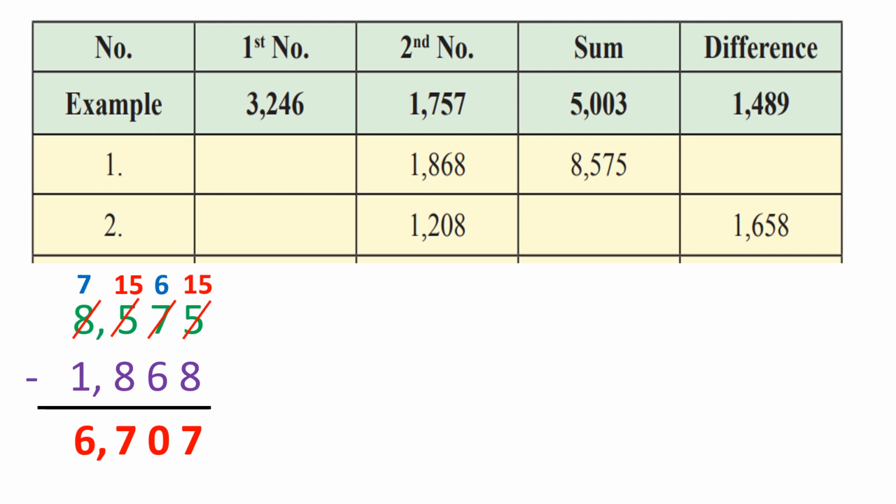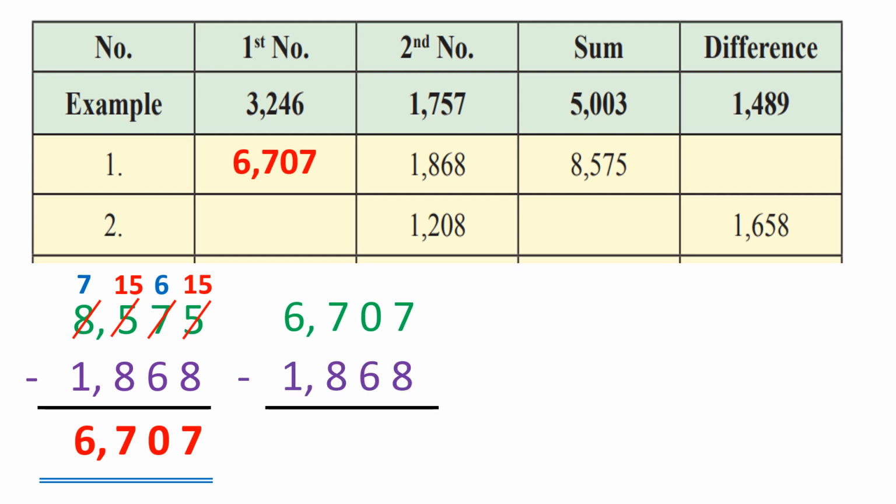Next, now you have the answer, 6,707. You write this number in the first number. Then we solve for the difference. To solve the difference, this is subtraction from 6,707 minus 1,868 for the second number.